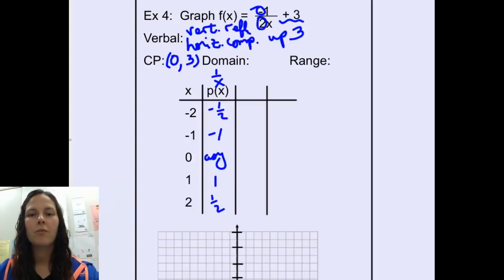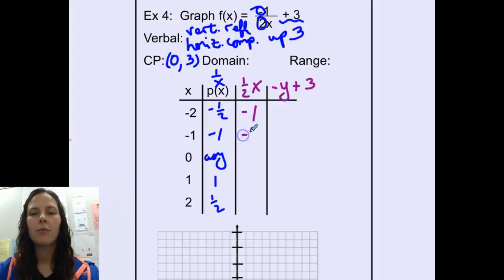Thinking about our transformations, what did we do to the x? The only thing that is horizontal is that compression. So we're multiplying all of our x values by the reciprocal of the 2, which is 1/2. For our vertical, we have 2 changes. We have a vertical reflection, so we'll multiply our y values by a negative, as well as a vertical shift, so we will add 3 as well. Taking all of those x values and multiplying by 1/2.